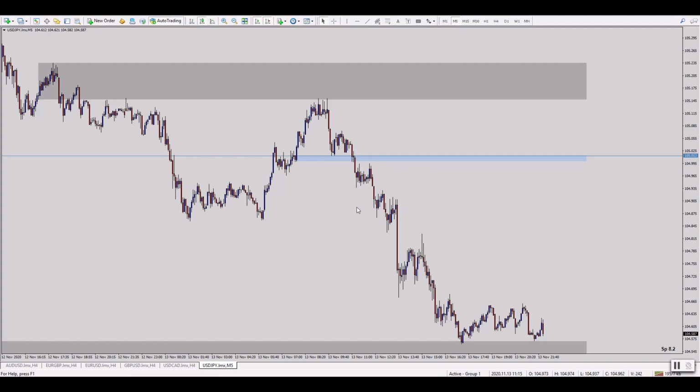Okay, and this is obviously not stuff you're going to find on the internet, because retail pattern traders haven't got a clue about this sort of stuff.